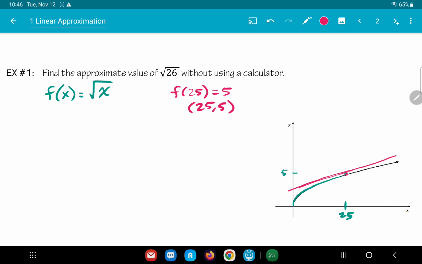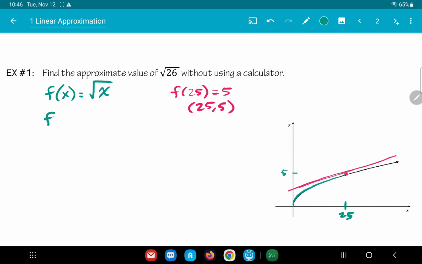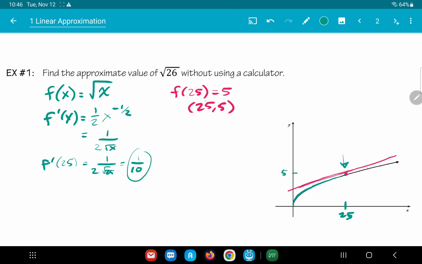However, we do need the slope, and to find the slope, what we're going to do is take the derivative of our function. Okay, so f prime of x is equal to, and then since that is x to the half power, we're going to turn that into 1/2 x to the negative half, or that's the same thing as 1 over 2 root x. Since we need to find the slope at this actual point, at 25, we're going to plug f prime of 25 in and get 1 over 2 root 25, or that's the same thing as, 5 times 2, so we get 1 over 10. So our slope is 1/10, and our point is 25, 5.